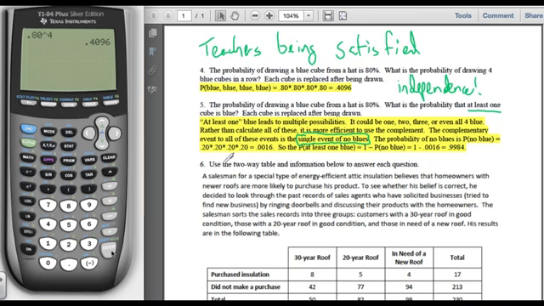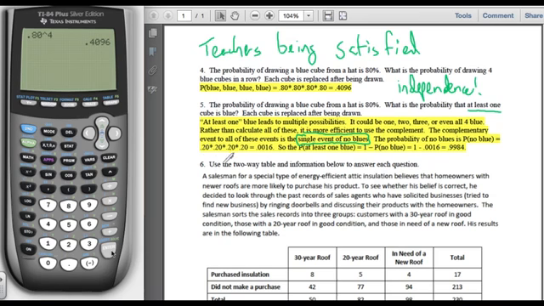Final one, number 6, and this will wrap up what we need to know for chapter 5 for test 2. We're going to calculate some probabilities based off of a two-way table. Here my categories are: did the person in the store purchase insulation for the roof, or did they not make a purchase? Then, what kind of roof did the person have? Were they a customer with a 30-year roof in good condition, those with a 20-year roof in good condition, or those who needed a new roof?